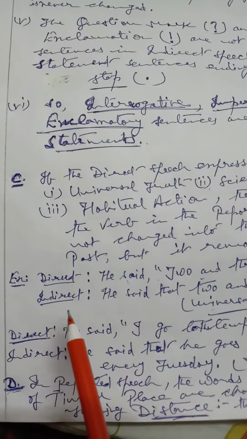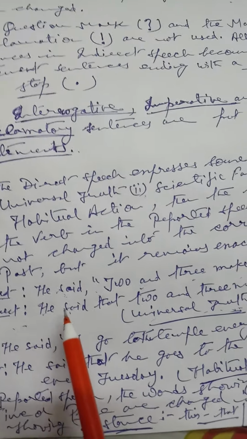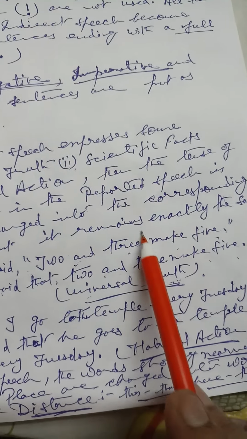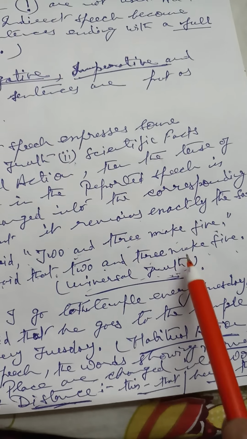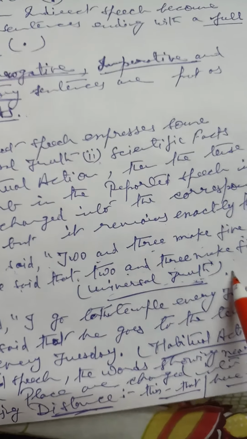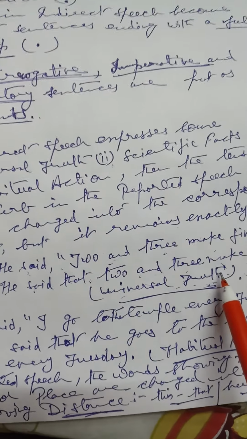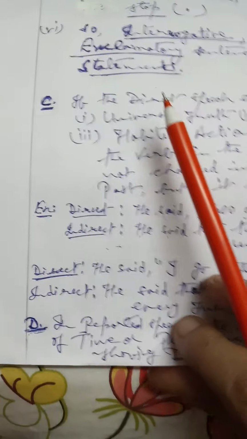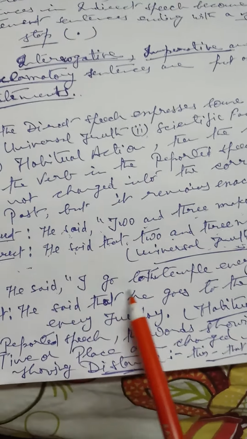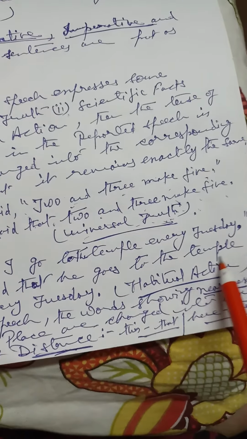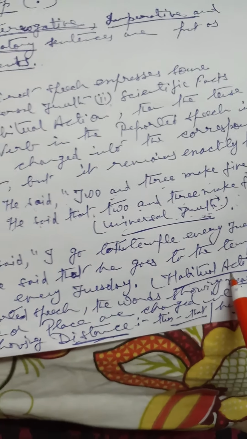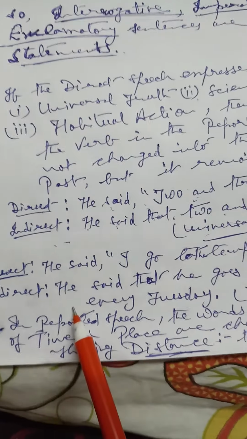Now, how to convert the sentence from direct speech? He said that 2 and 3 make 5. You can see there is no change in the tense form of the verb. Why? Because this is a universal truth, an exceptional case. Second example, direct speech: he said, I go to the temple every Tuesday. This comes in the category of habitual action, so there won't be any change in indirect speech.